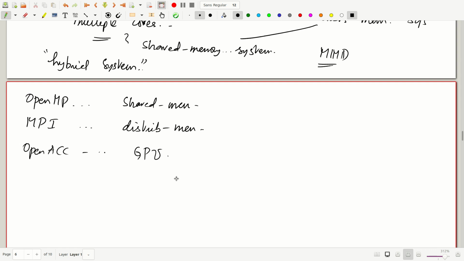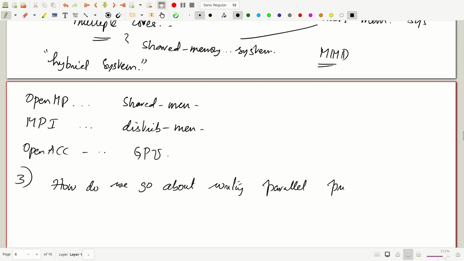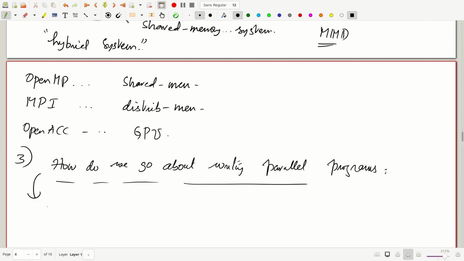Now let us quickly look at the third thing we want to discuss today, that is how do we go about writing parallel programs. How we go about writing them is dictated by the corresponding architecture that we are dealing with. We convinced ourselves yesterday that we must write parallel programs, isn't it? Once we have decided that we must write parallel programs, we have to now see how we should go about writing them.